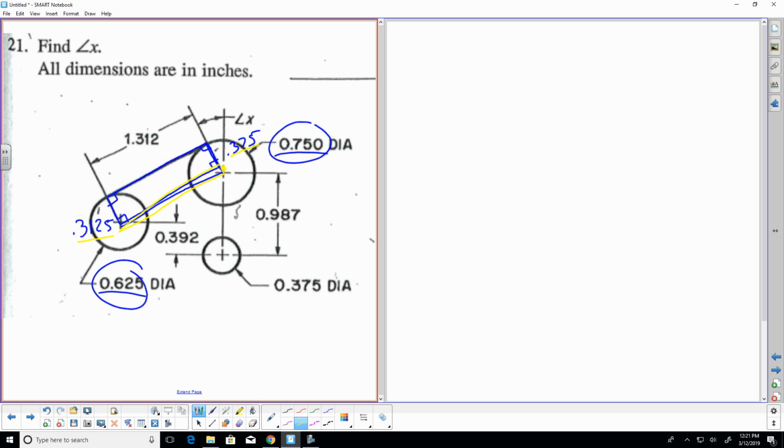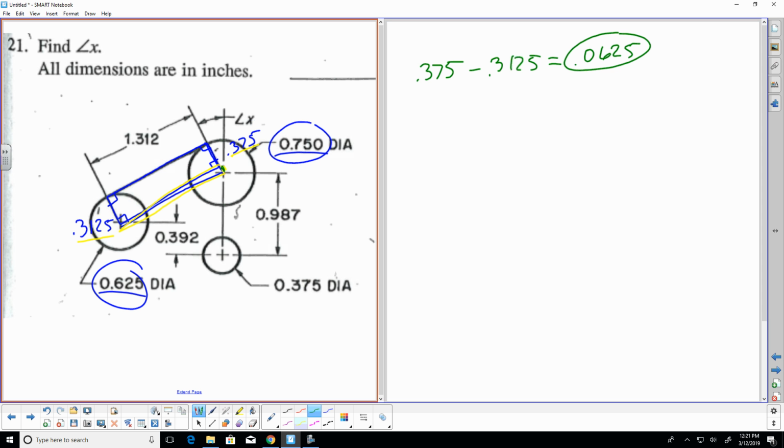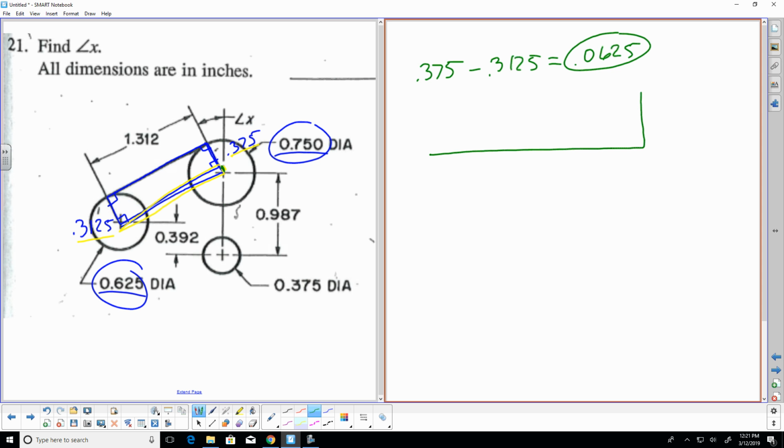So how do we find that little gap? Well, here we go. We're going to go 0.375 subtracted by 0.3125, and that's going to give me 0.0625, which is the size of this little piece right there. All right, so that's going to be one of my triangles. I'm going to flip it over and draw it the right way so I can see it a little better. More exaggerated, but that's the idea. So this distance is 0.0625.